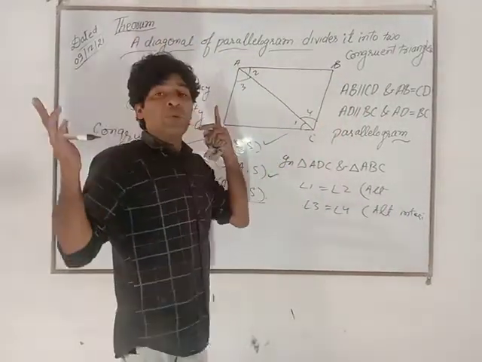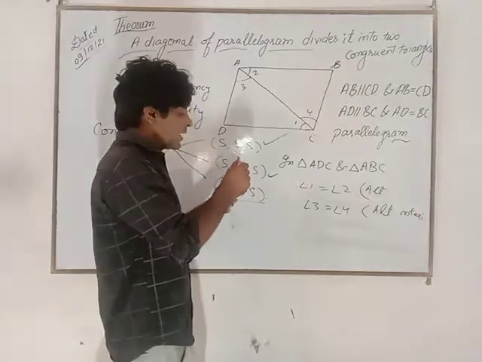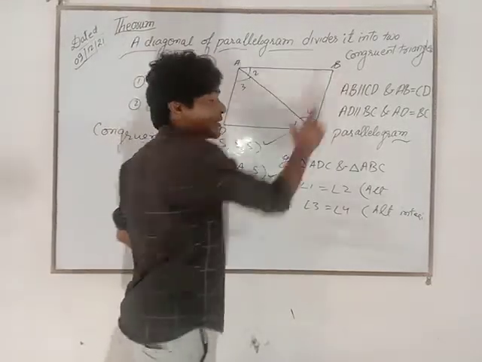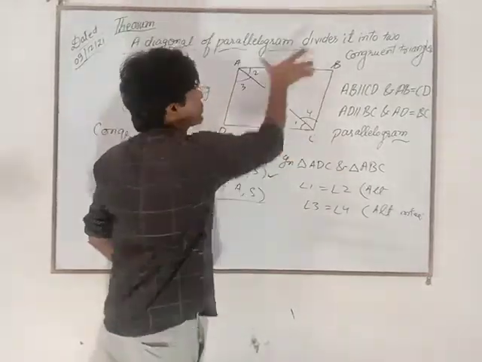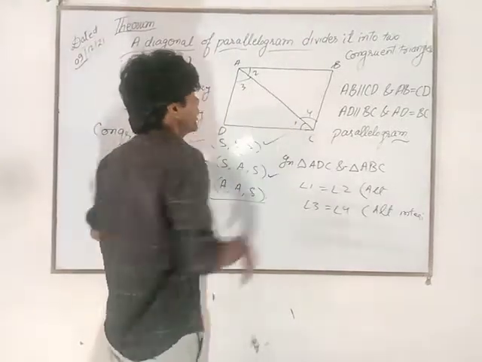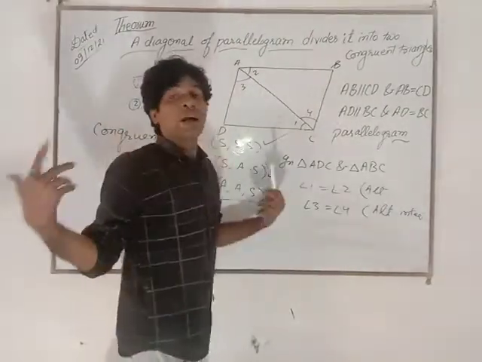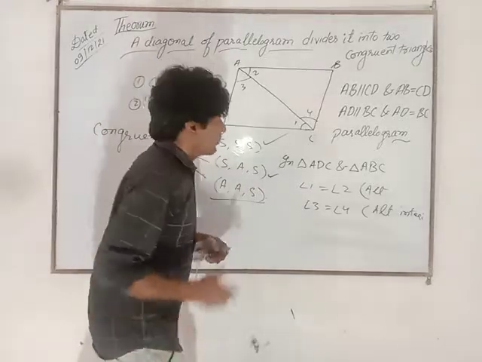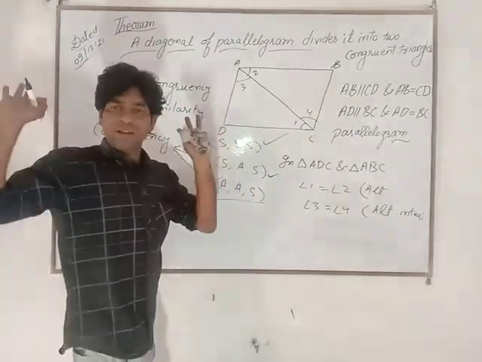Now, you take only any corresponding side. You can take here AD is equal to BC, or DC is equal to AB. You take AC is equal to AC. Both are common in both triangles. You take any one of the three.